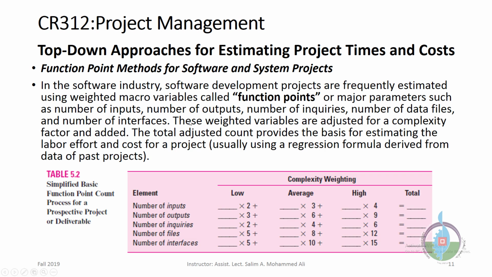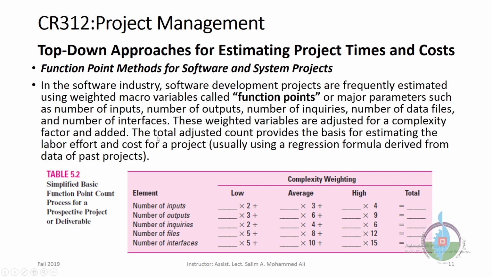Okay. The fourth method of top-down approach is function point methods, which is usually used for software and system projects. We all know software and system projects are a little bit different than other projects. In the software industry, software development projects are frequently estimated using weighted macro variables called function points, or major parameters such as number of inputs, number of outputs, number of inquiries, number of data files, and number of interfaces.